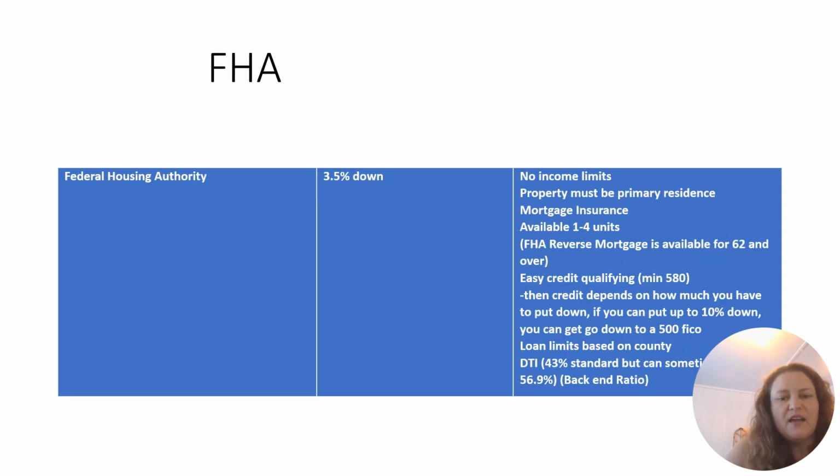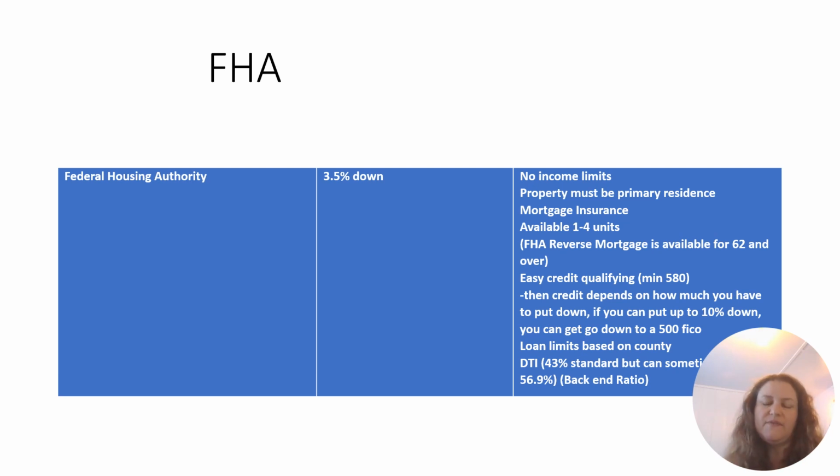So FHA. This is kind of the starting place for affordability for everybody. So if you're trying to qualify and you're having a hard time qualifying, FHA is going to be one of the better ones. The lower your credit score, the higher the down payment a lot of times. And it has to be your primary residence. Even if you have a 4-unit place, you have to live in one of them.